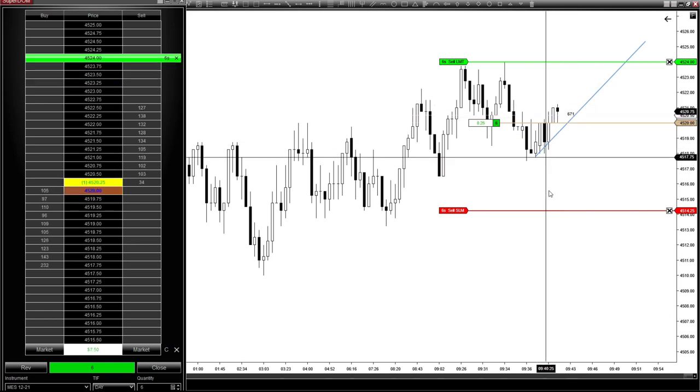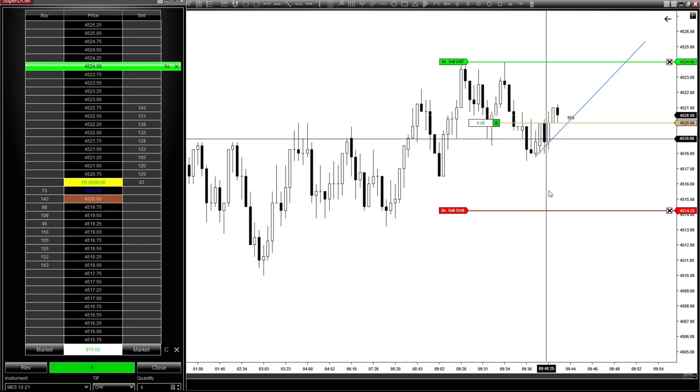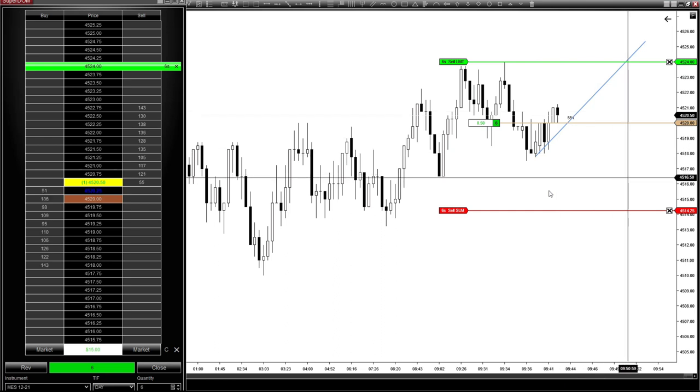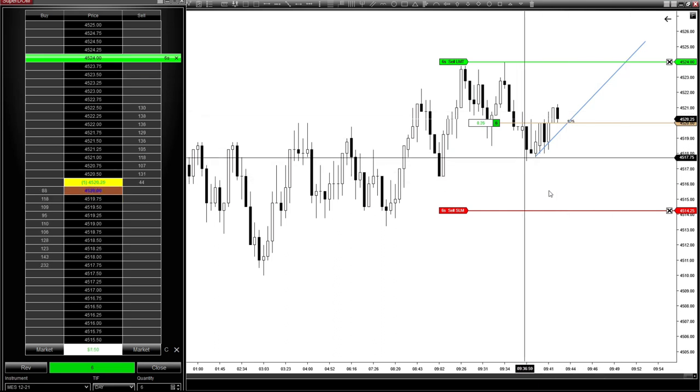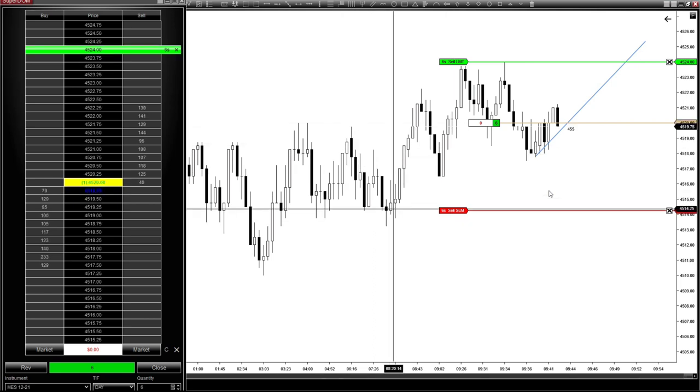And yeah, let's see, 45.18. Got in here at 20. So I'm going to leave this exactly how it is. I'm not going to micromanage this. I was thinking about bringing that stop up a little bit, but with this range over here, I like where I'm at right now.